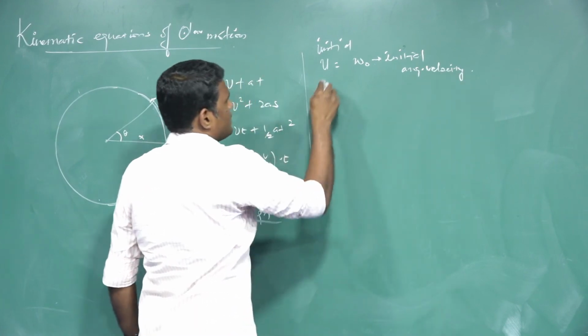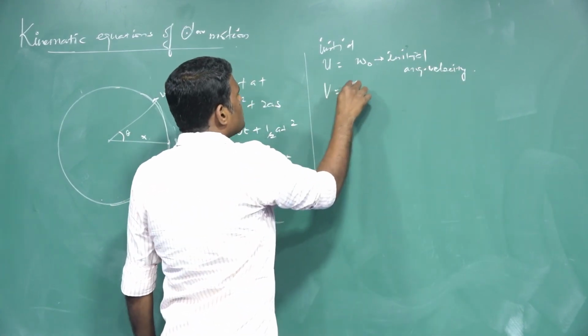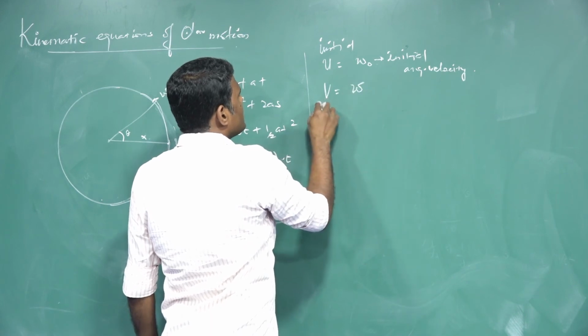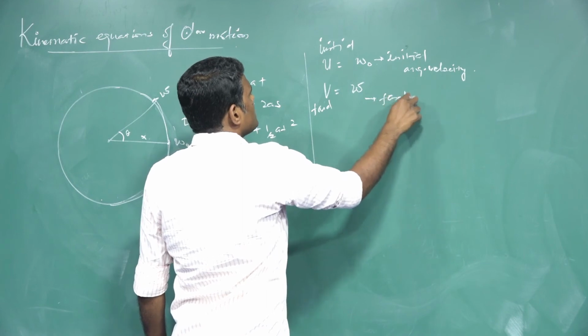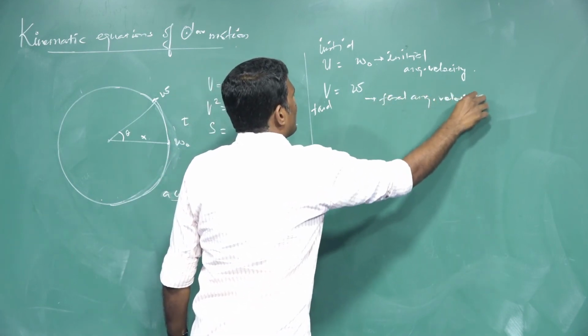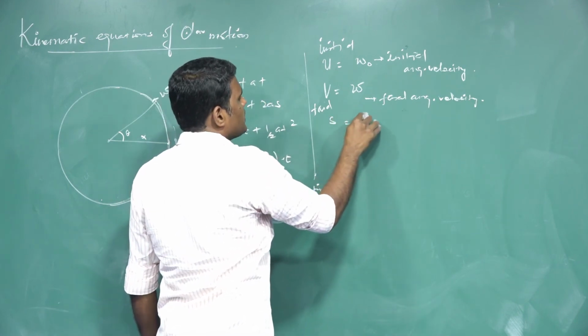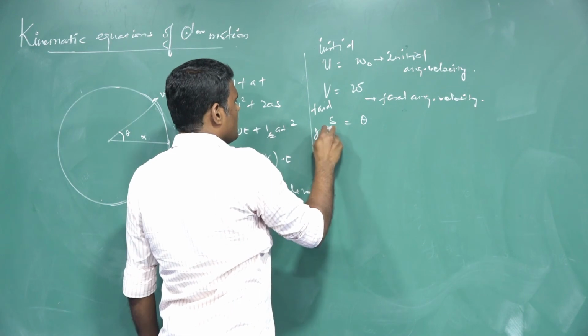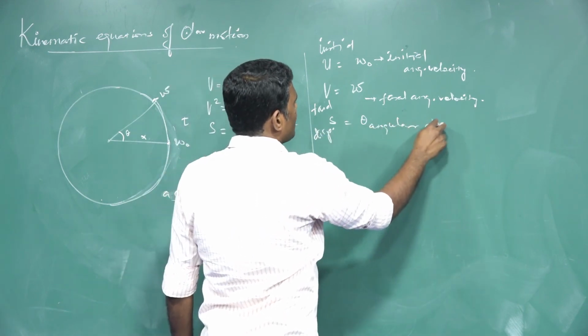Initial angular velocity: u must be replaced as omega naught. Then v must be replaced as omega. V is the final velocity, so this is final angular velocity. Time t is the same. Then displacement s must be replaced as angular displacement. This is linear displacement. This one is angular displacement.